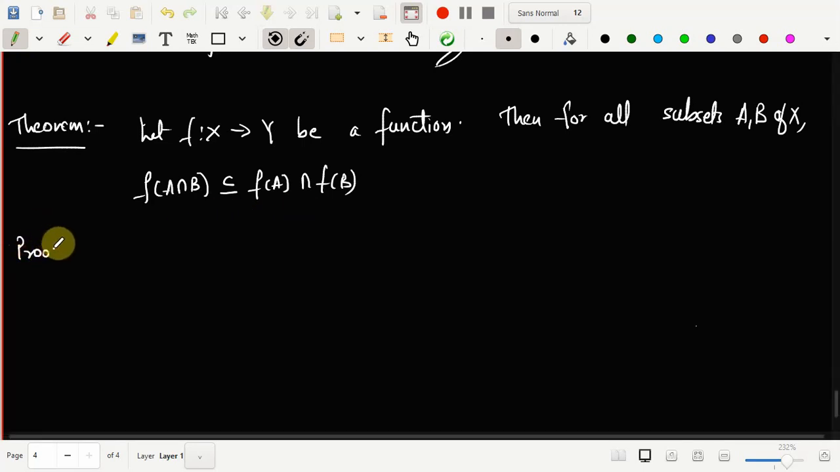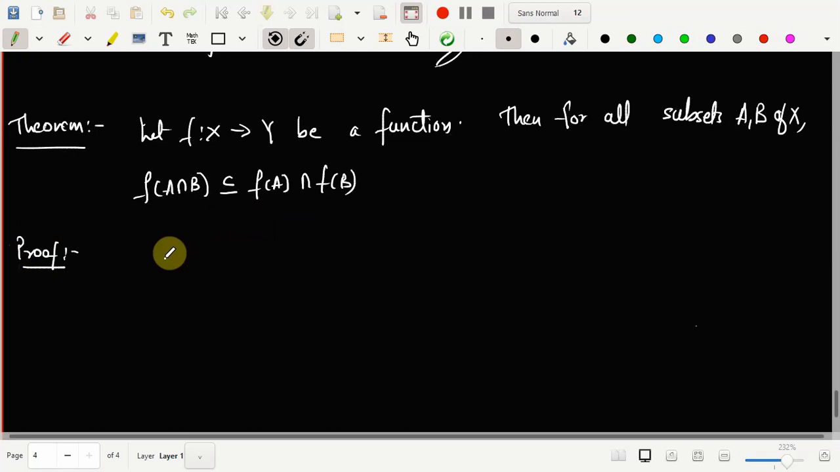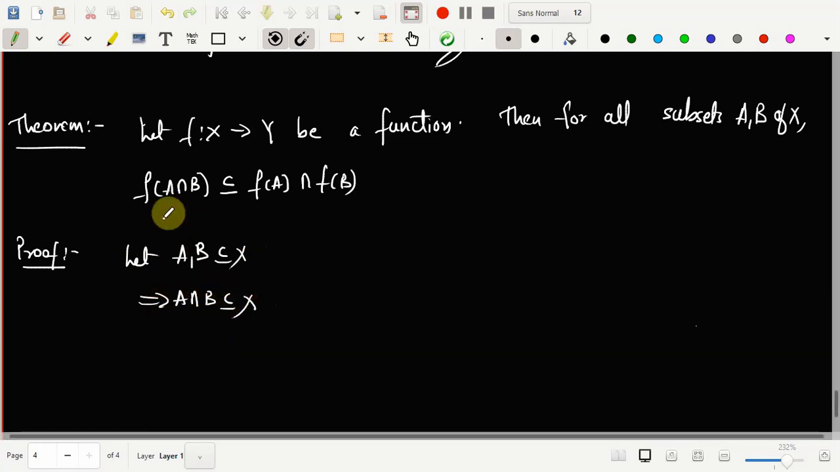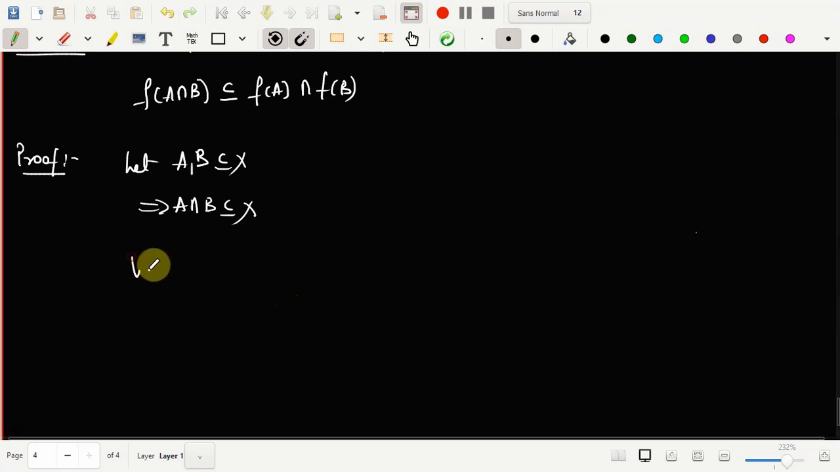The proof for this can be generated through the definition of image of a subset under a function. First, we know that for any subsets A and B, the intersection also is a subset of the same set. So I'll make that statement as well. Let A, B be subsets of X. This implies that A intersection B is a subset of X, and therefore this makes sense. So let me start with any element y in f of A intersection B.